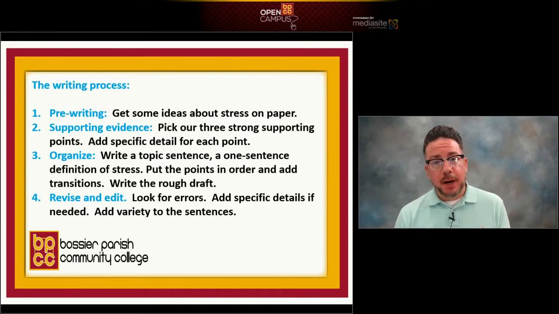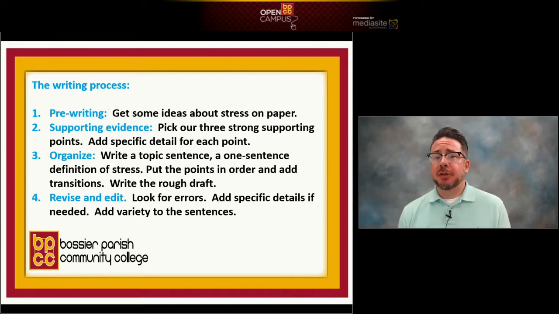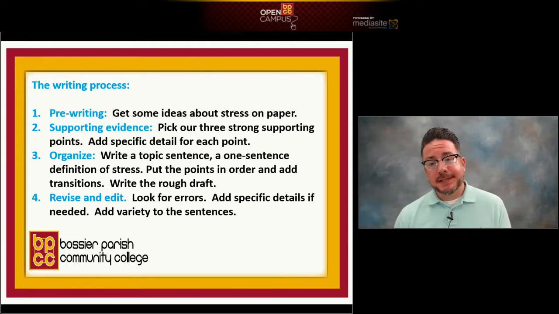Remember the 4 steps in the writing process? Well, I have them here. Let's quickly remind ourselves what we have to do. Because the first thing we have to do is get some ideas about stress on paper. We do that through pre-writing. And remember in the module about pre-writing, there are several different methods that you can use to get some ideas on paper. Then we need to gather supporting evidence and specific examples. Based on our pre-writing, we need to pick out 3 supporting points, and we're going to add specific detail for each one of those supporting points.